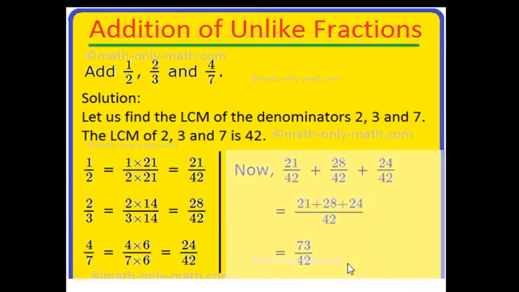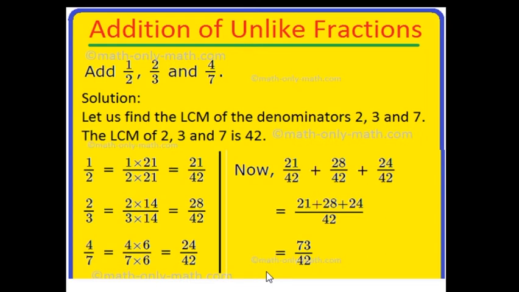So what will we get here? The same denominator we will get here. So what will we do? We have to add 21 plus 28 plus 24, that is our numerator. Now what will we get again? 73 upon 42. Now this is not in simplest form, but again we can't reduce it. So this is the way we add unlike fractions.